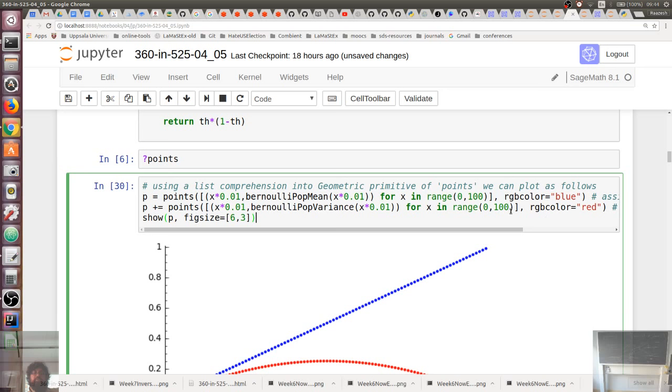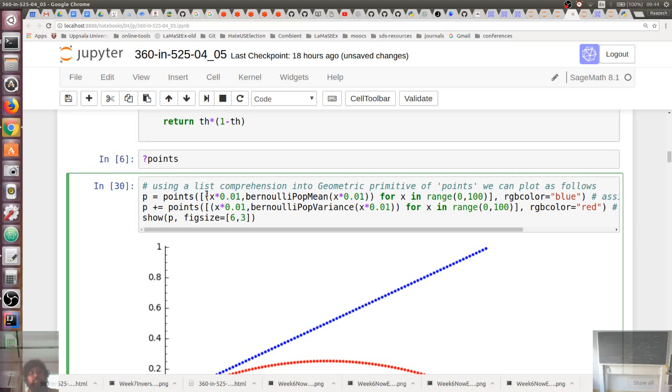Okay, so what I'm doing here is I have this Bernoulli population mean. I'm basically rolling out numbers between 0 and 100. That's my list comprehension. My list is just from 0 to 99. But then I want my values to be between 0 and 1, so I just multiply by 1 over 100. Now I have numbers between 0 and 1.